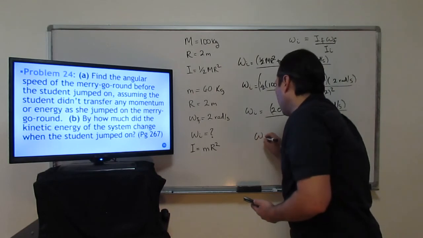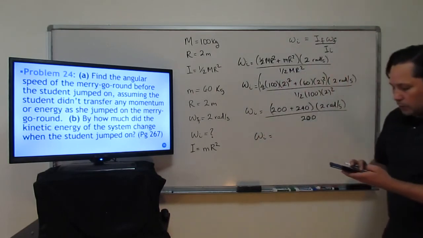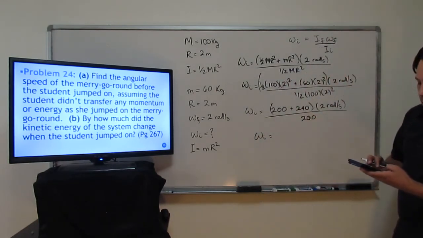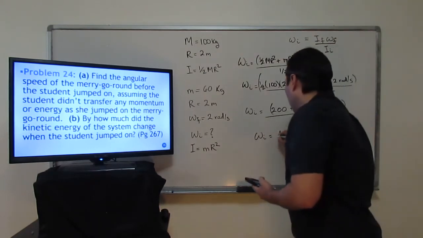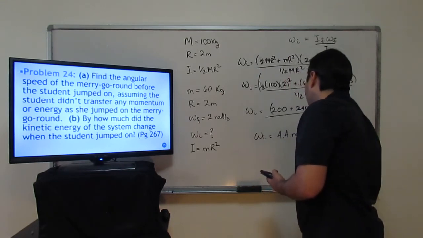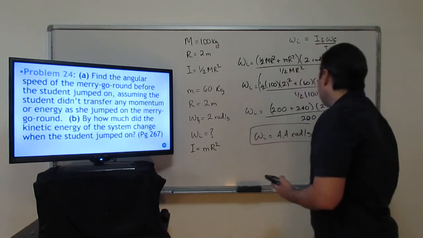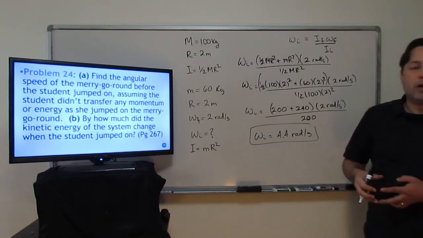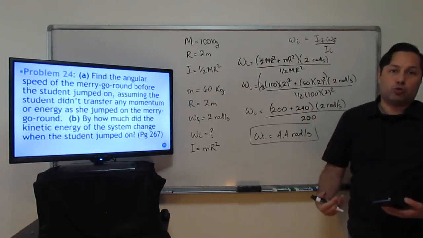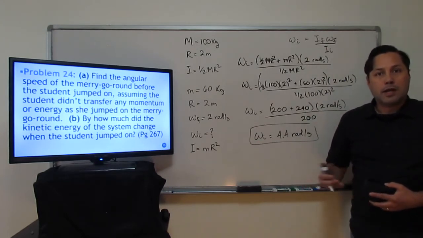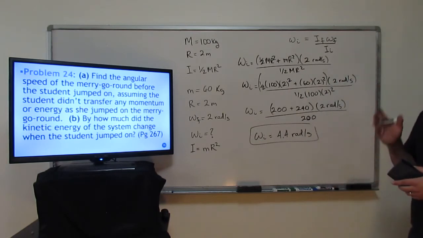So our answer for part A is going to be 200 plus 240, that's 440 times 2 divided by 200, which gives us 4.4 rads per second, that was the initial angular speed of the disk before the student jumped on. Next, let's take a look at part B.